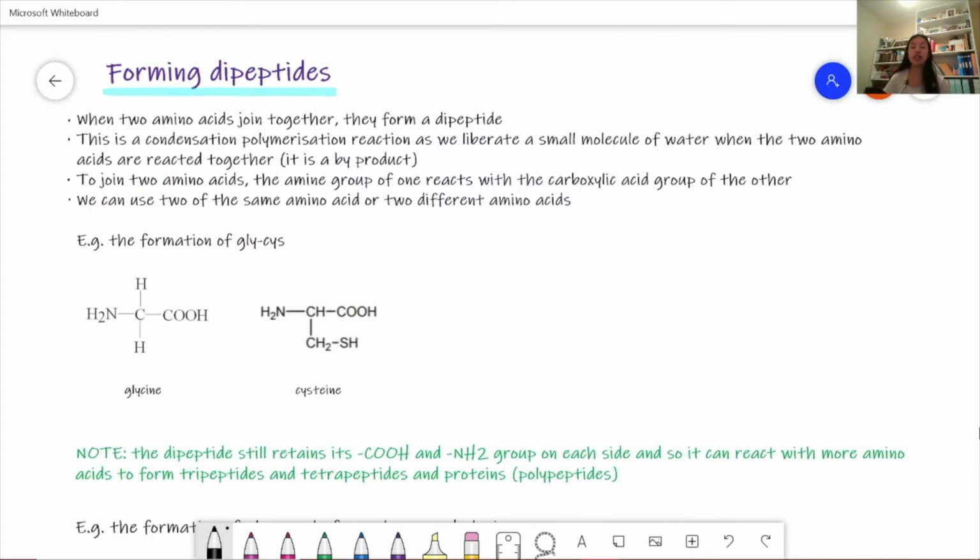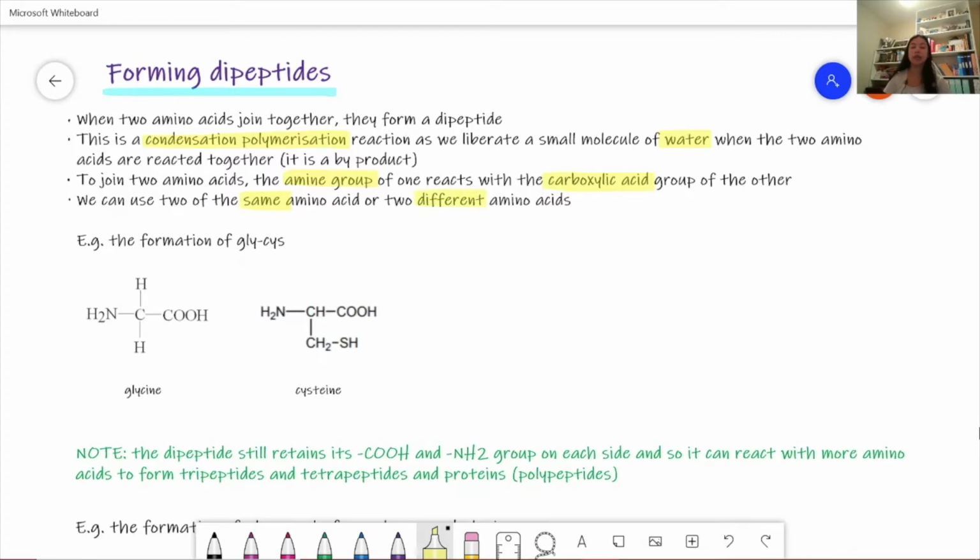Now I'm going to quickly remind you of how to form dipeptides. When 2 amino acids join together, they form a dipeptide. And this is a condensation polymerization reaction, as we liberate a small molecule of water when the 2 amino acids are reacted together. So this water is a byproduct. To join 2 amino acids, the amine group of one reacts with the carboxylic acid group of the other. Because amino acids have both an amine group and a carboxylic acid group, we can use either 2 of the same amino acid to form a dipeptide or 2 different amino acids.